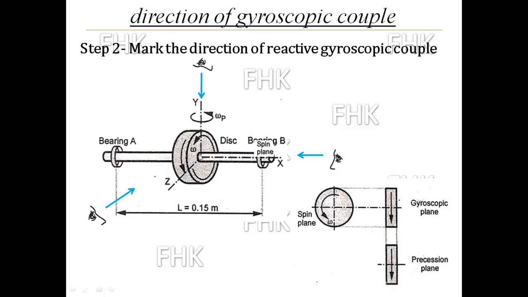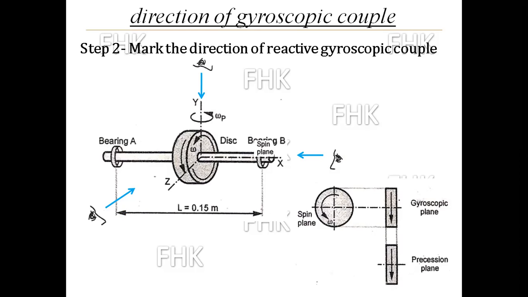From top view, the complete system is precessing. From top view, you can see the rotation of that complete system around the vertical axis. So top will become a precession plane. That complete rotation around the y axis in anti-clockwise direction, which is given in the problem statement, you can see from top view. So in top view, you can see the precession. So top will become precession plane.